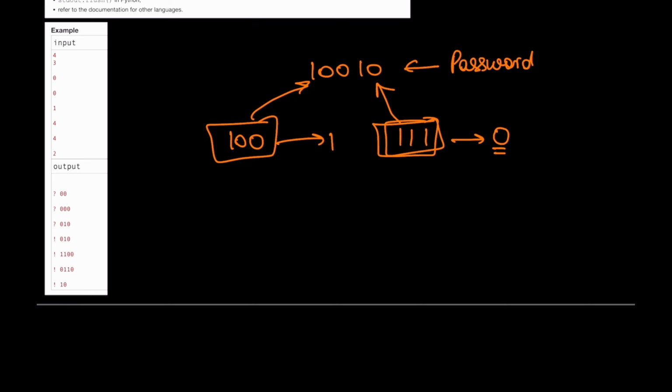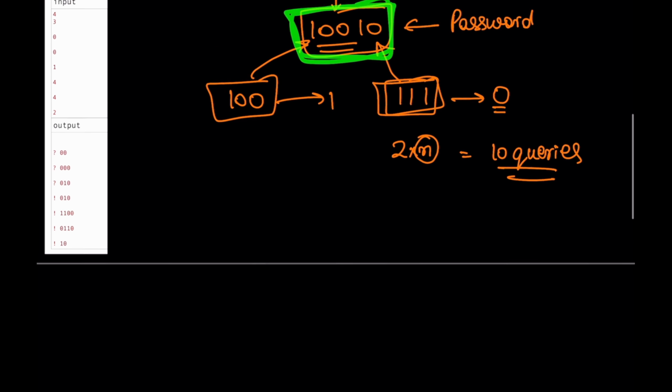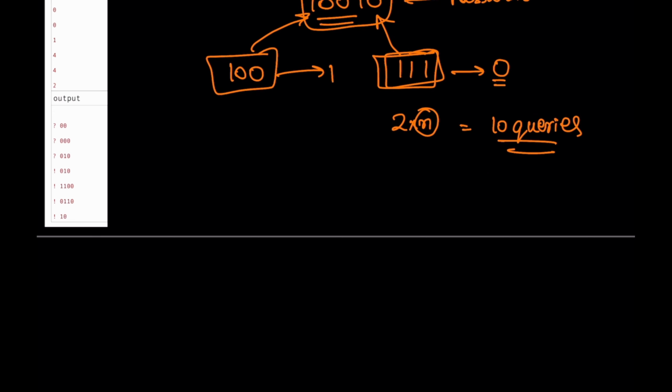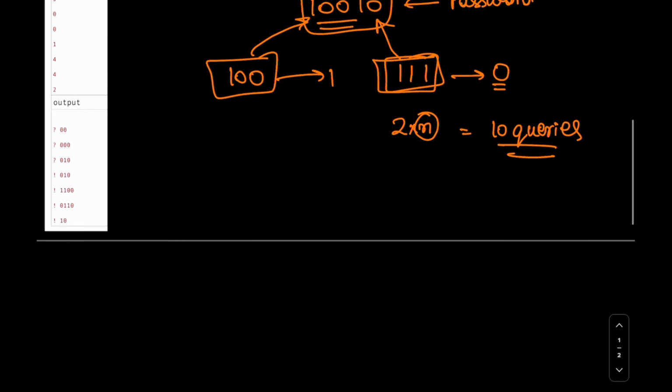So by asking these queries, we can only ask up to 2n times, where n is the size of the string. So for a string of size 5, we can have at most 10 queries. So in at most 10 queries, we need to answer what this string is, for a string of length 5. So what comes to our mind?